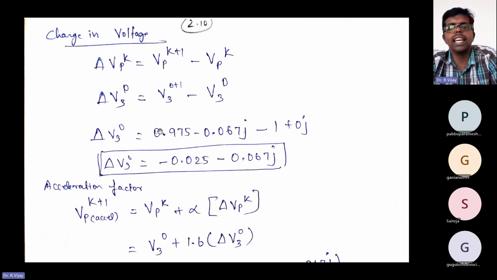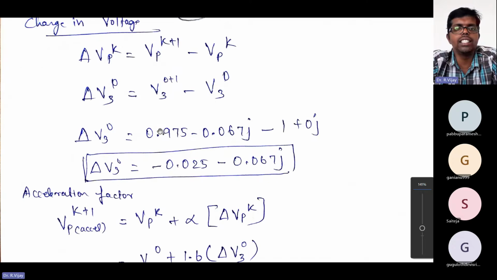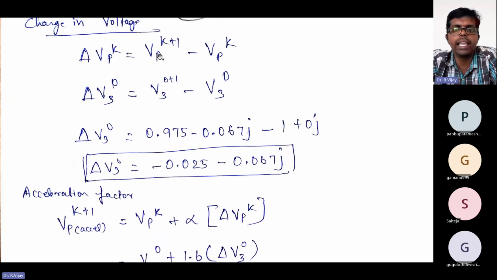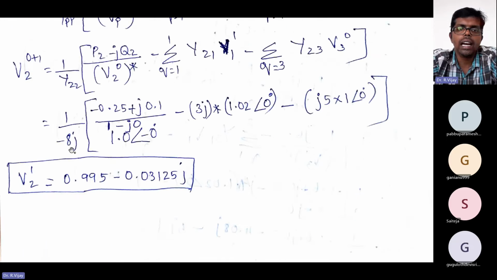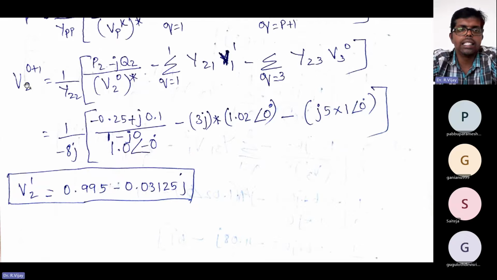Next, what is the change in the voltage? How to calculate the change in the voltage? Change in the voltage del Vpk is equal to Vpk plus 1 minus Vpk. Here you are calculating for the third bus. Similarly, you need to calculate Vp K plus 1 for the third bus also. The second bus we calculated, no? The same formula, you take this as your homework.